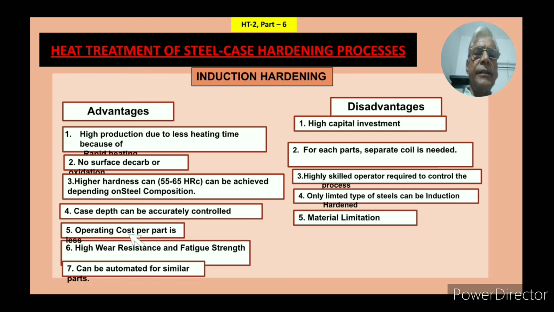Advantages and disadvantages. First point is high production due to less heating time because of rapid heating. Because you are heating at a very fast rate, the heating time is very less, and then you get the same case depth in a very short time. That is why the production is quite high. So it's a quite productive system wherein you can produce a number of components in a very small time as compared to carburizing or any other process.